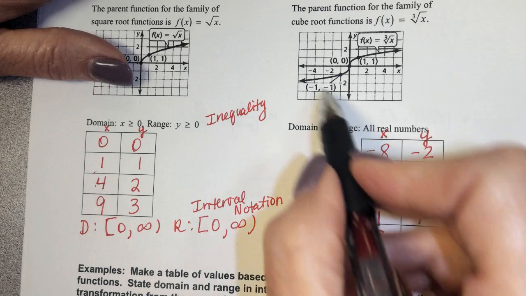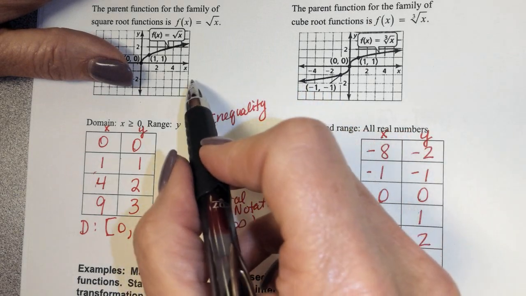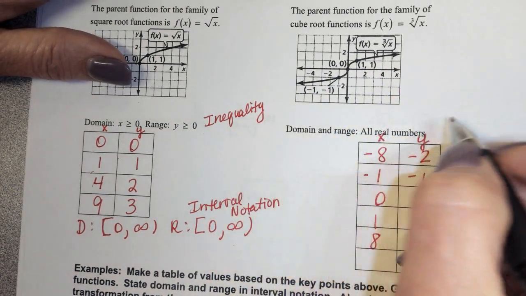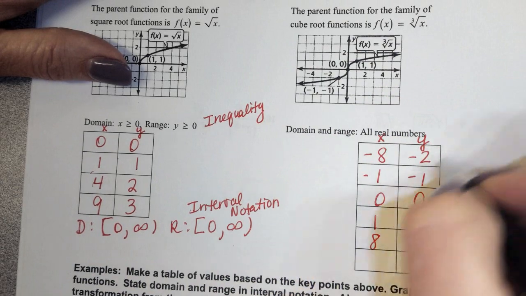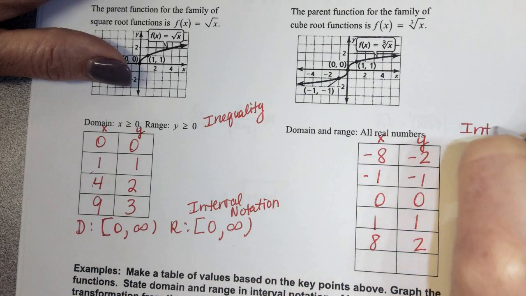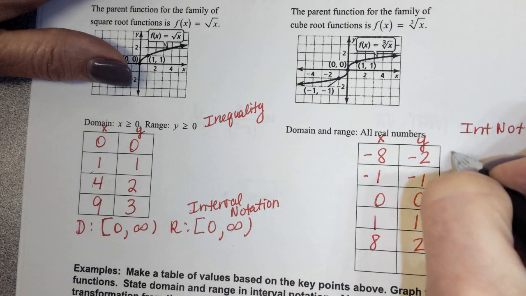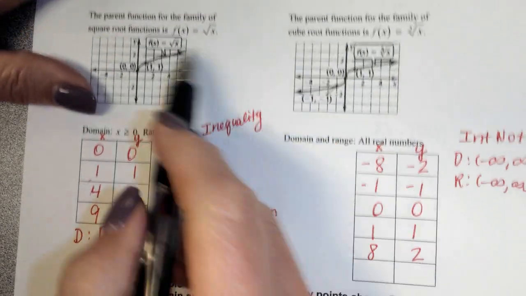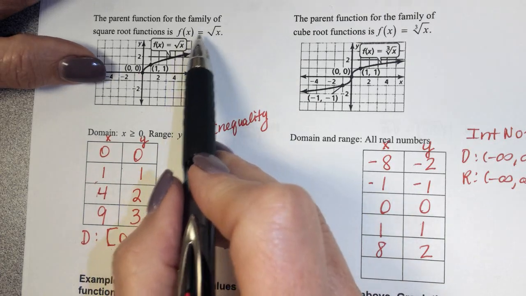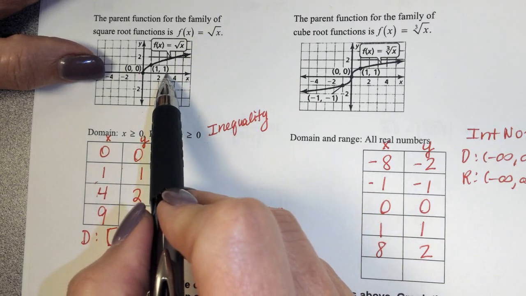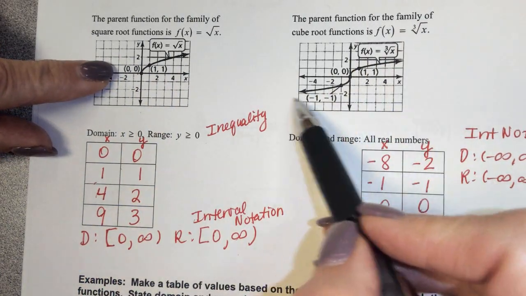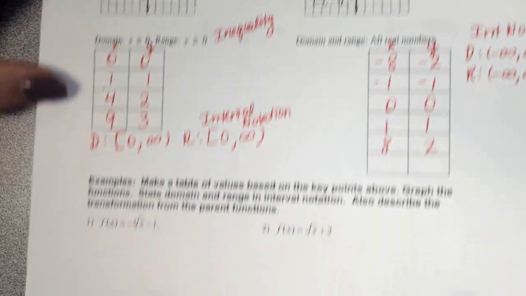So our domain and range here, this is always going to be going over this way, and it goes around and up. And so our domain and range is all real numbers. And in interval notation, we would write that domain as negative infinity to infinity, and that range is negative infinity to infinity. So there's where our parent functions come from, and you should know if you see square root of x, it's going to look like this. It's going to be that kind of a shape, going up like that. And the cube root of x is going to look like this, kind of this snake shape is what some people call it.